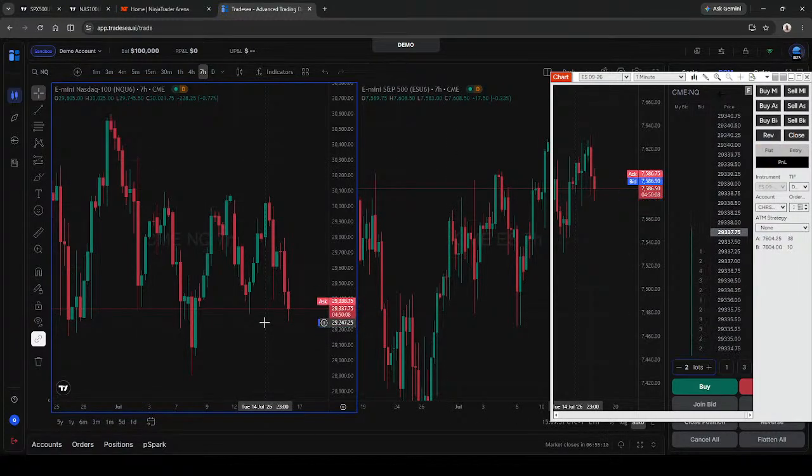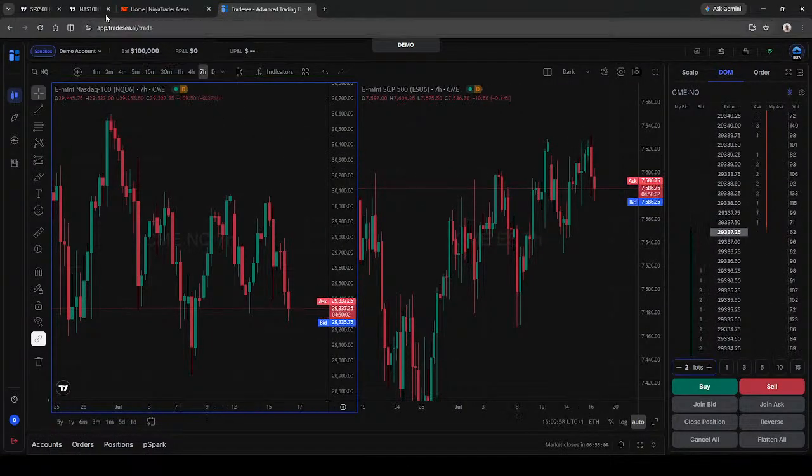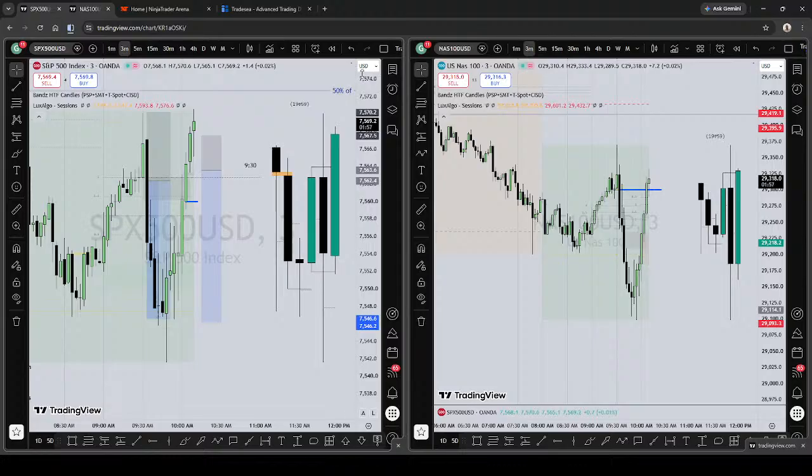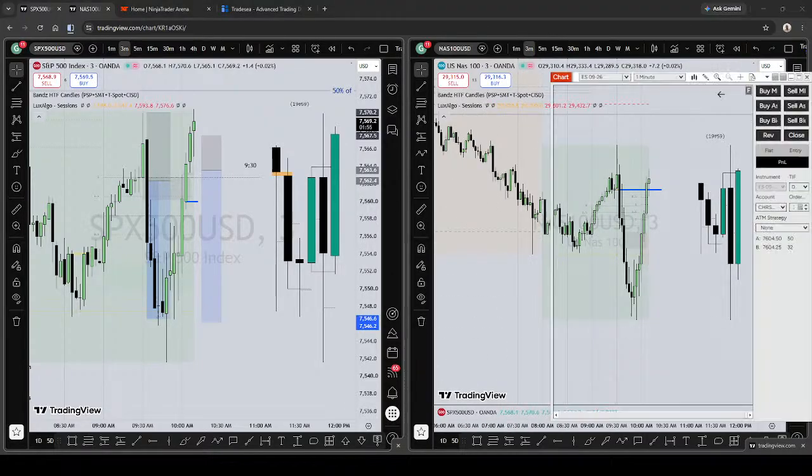Order filled. Alright, so I think I just got stopped out. Yeah, that's nasty. Alright, so we wait for another trade. That's just disgusting. Probably should just trade my strategy of 2R. 2R and be done.